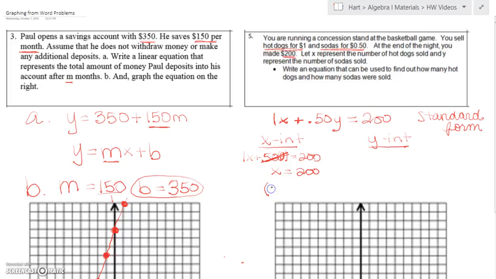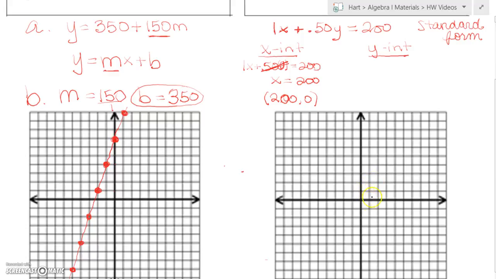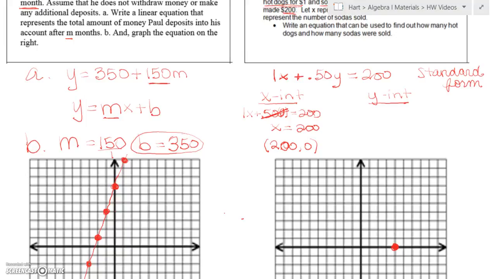So then you can just write it as a coordinate, 200, 0. And we can go ahead and plot that point. And once again, we can go by 50s. So this would be 50, 100, 150, and 200. Right there.